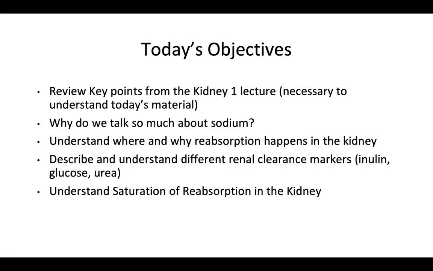But describe and understand different renal clearance markers. So really all you guys need to know is inulin, glucose, and urea. These are classic markers that are used in clinic, in testing to understand how the kidney is functioning. Maybe not urea, but inulin and glucose for sure, okay? So we're gonna go through all those pathways. I need you guys to know that.